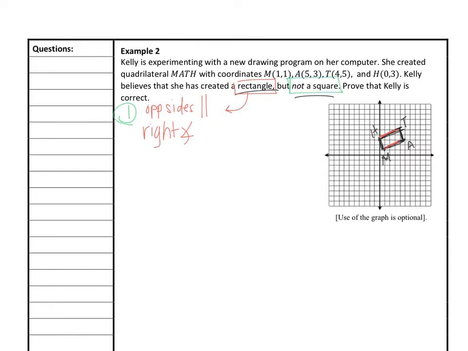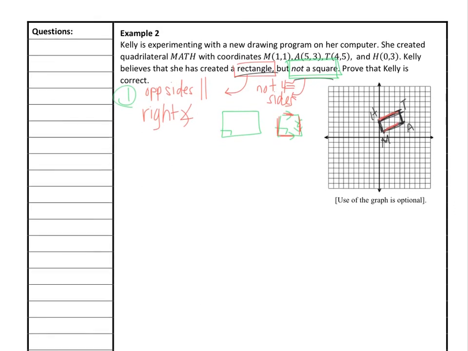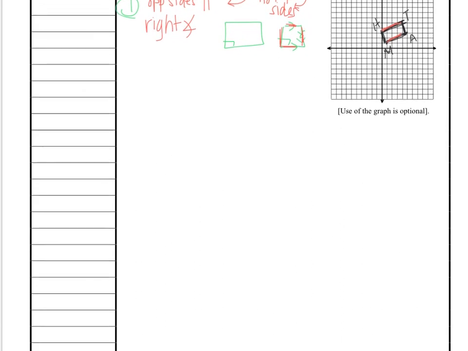Then it says that it's not going to be a square. What's special about a square? How do I take a rectangle and change it into a square? Well, it still has right angles. It still has opposite sides parallel. But the difference is that the length of all of the sides should be equal. So here I want to say not 4 congruent sides. Sometimes drawing the 2 separate pictures helps you to recognize what's true from both and what's the difference between the 2. So now we're going to make our big chart.